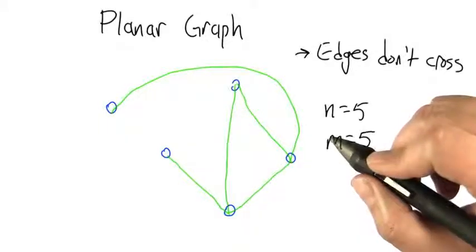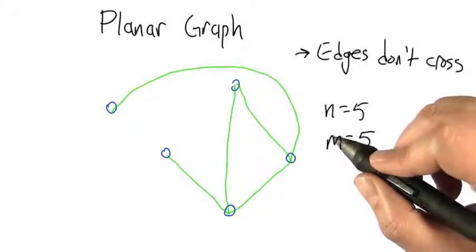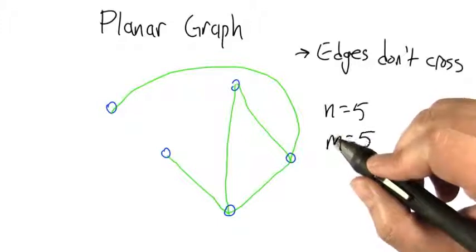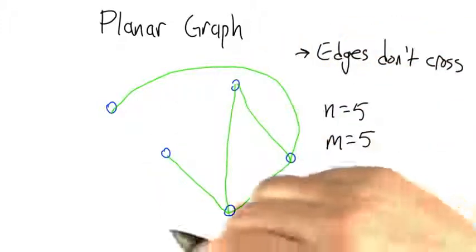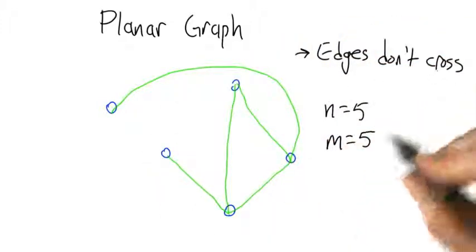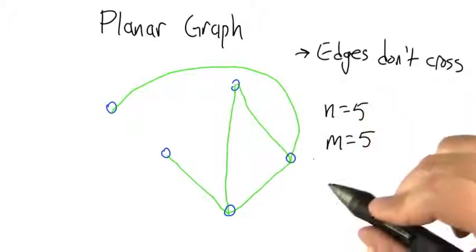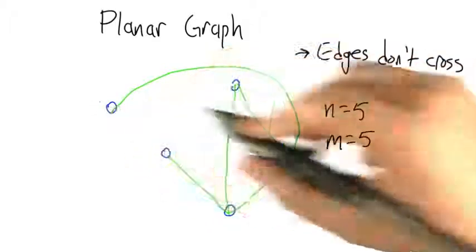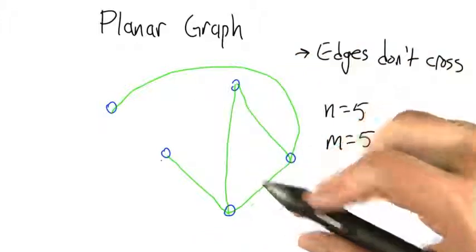Another category of graphs that are very important and come up a lot are planar graphs. These are graphs that can be drawn in the plane, on a flat piece of paper, so that the edges don't cross. So here's an example of a planar graph. We've got 1, 2, 3, 4, 5 nodes and 1, 2, 3, 4, 5 edges.